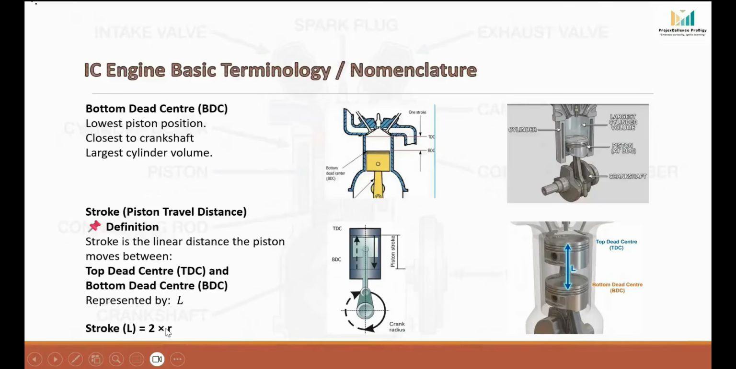Stroke L is equal to 2 into crank radius. Why? Because when the crankshaft rotates from top position to bottom position, that is 180-degree rotation, and the piston completes one full stroke.